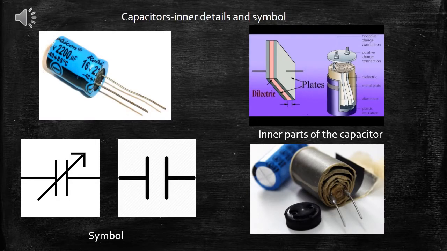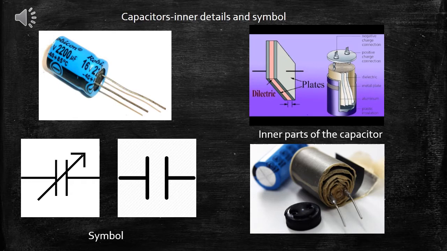Now we are going to see the parts of the capacitors. If the capacitor is opened or dismantled, you could see two metallic strips. In between the two metallic strips, sometimes air may be there, but practically, in between the two metallic plates, some insulating material may be inserted. That insulating material is called dielectric. To improve the capacitance value, that is, the charge storing capacity, these insulators, dielectrics, are introduced.